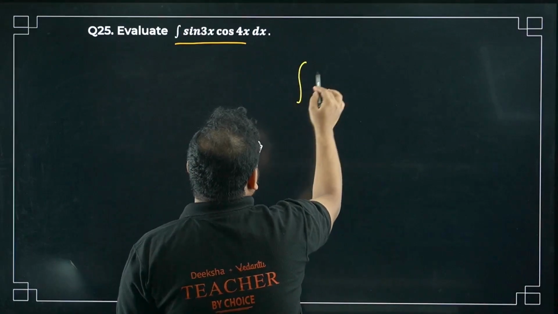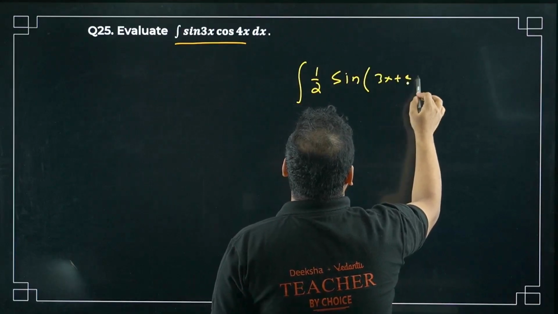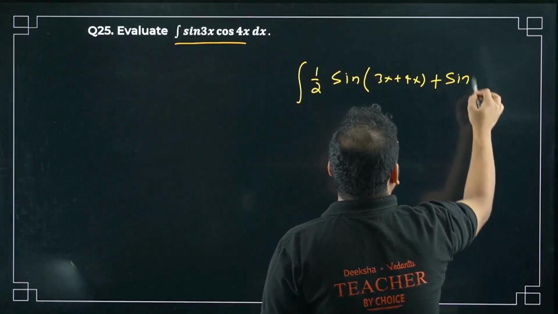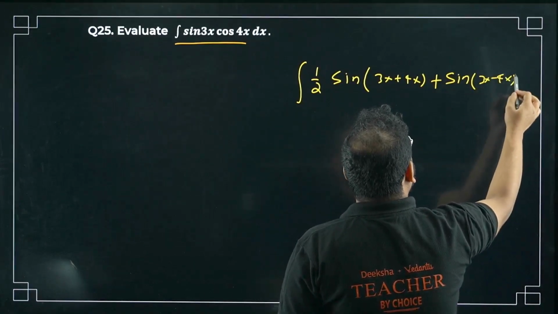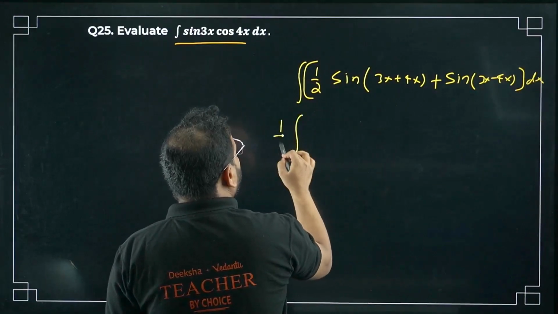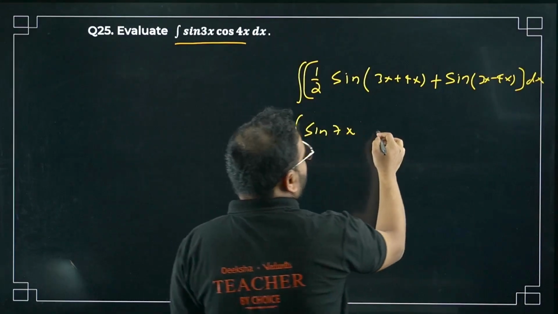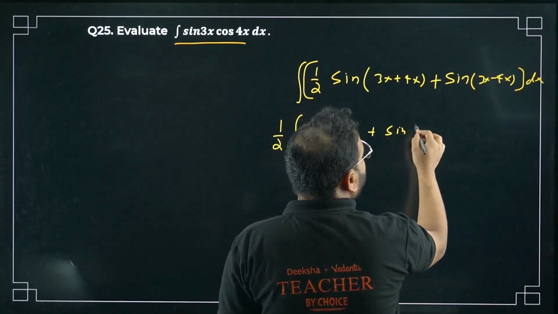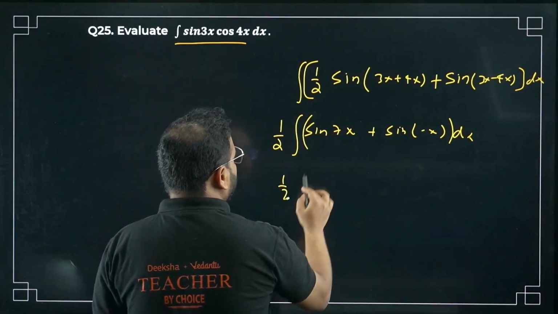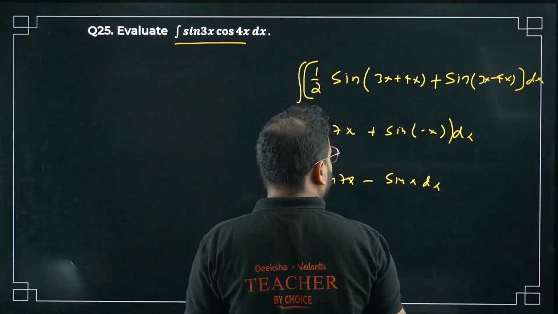It will become 1 by 2 times sin A cos B, so sin of 3x plus 4x plus sin of 3x minus 4x, with dx. Please check the change over here. 1 by 2 is a constant which is kept outside. This is going to be sin 7x plus sin of minus x dx. Then what do I have? 1 by 2 integral of sin 7x minus sin x dx.